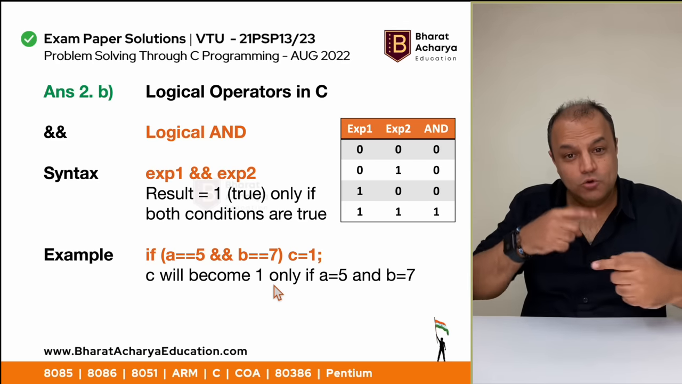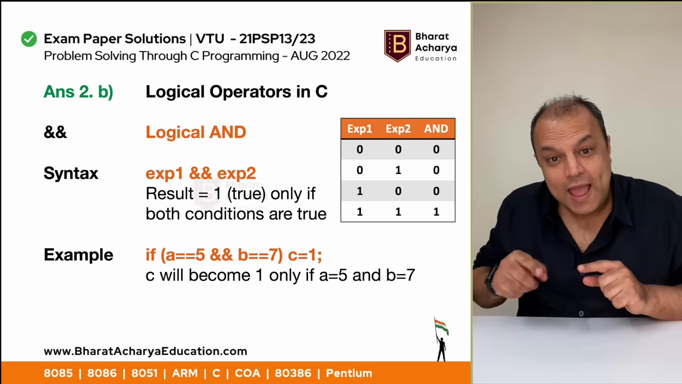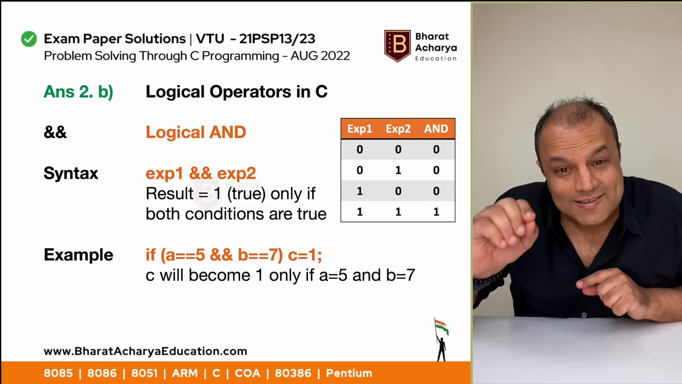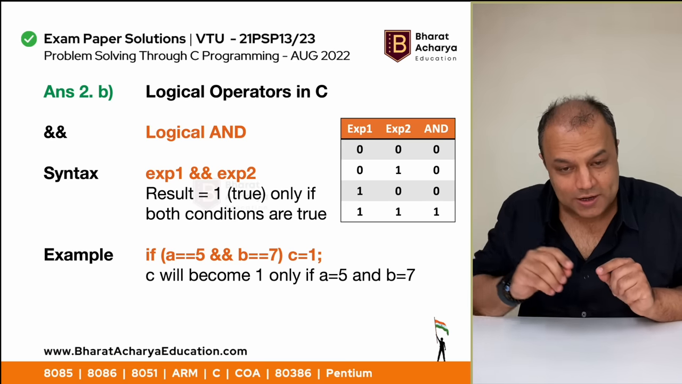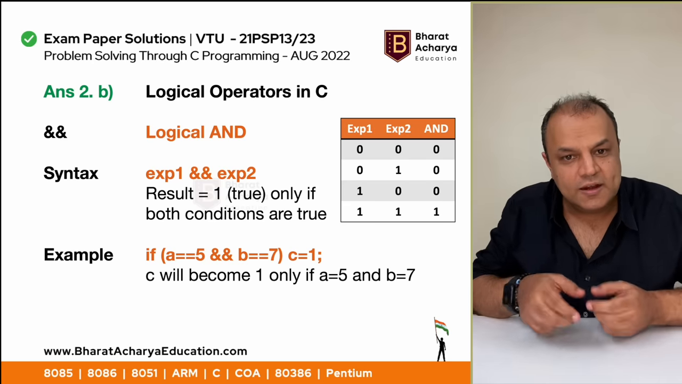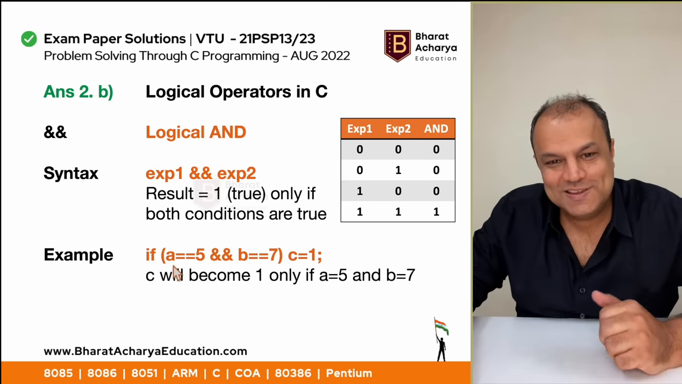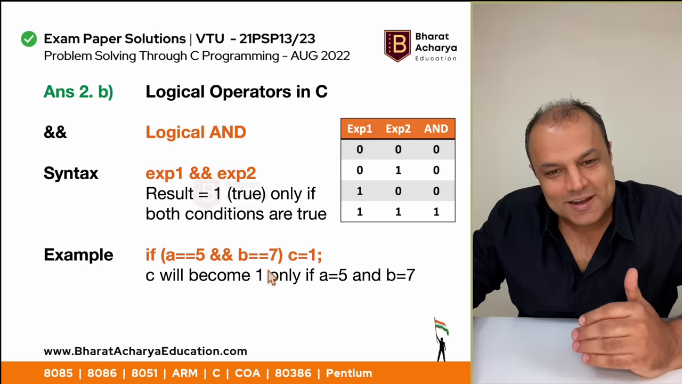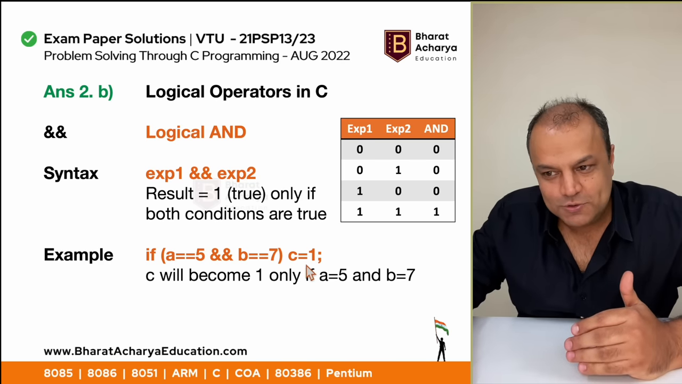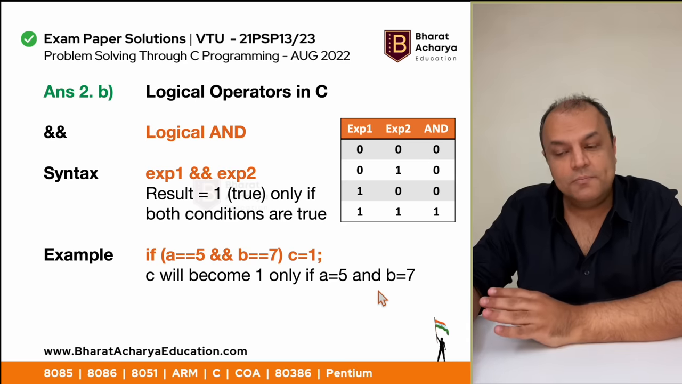You're doing a loop. You want to break the loop when the count is 5. So if count is equal to 5 and some particular job is done. If it's not done, you still want to continue. So if count is equal to 5 and so-and-so is equal to so-and-so, you can put any condition, you can put any number of conditions, but as a beginning programmer, you'll put 2. So if this condition and this condition are satisfied, the answer, whatever you write over here, will take place. Are you clear? So C will become 1 only if A is 5 and B is 7.